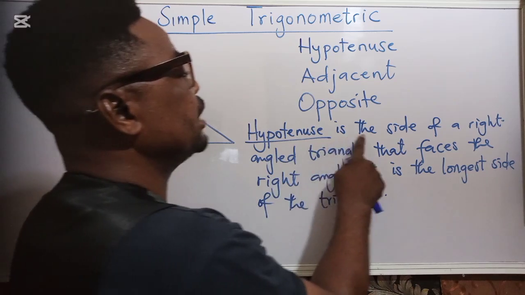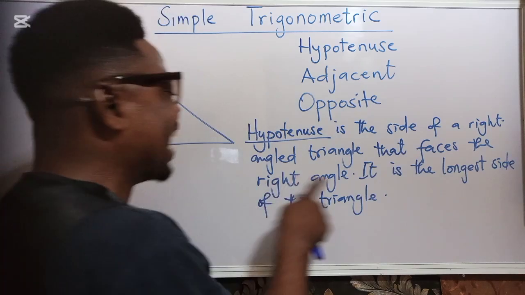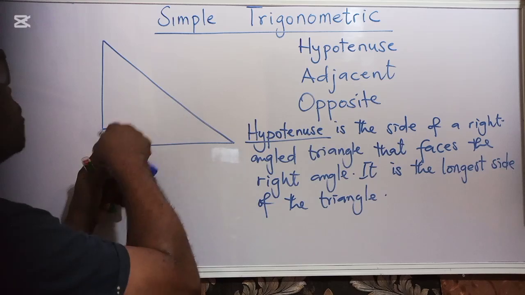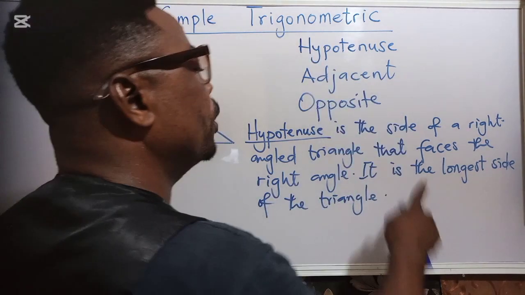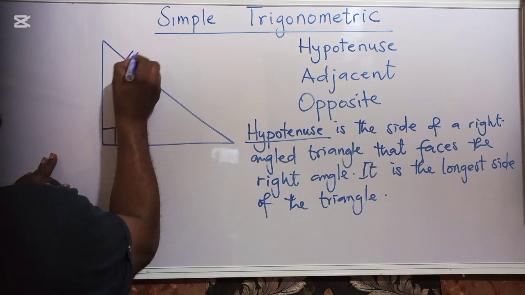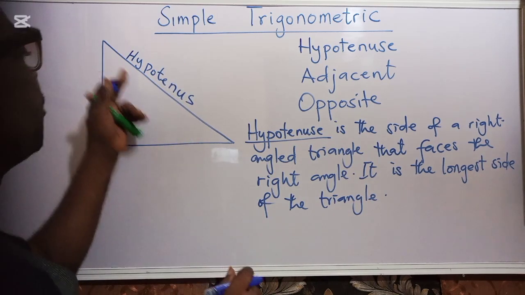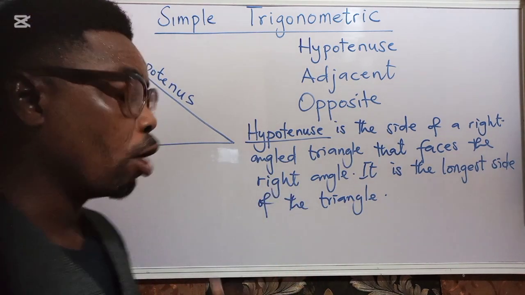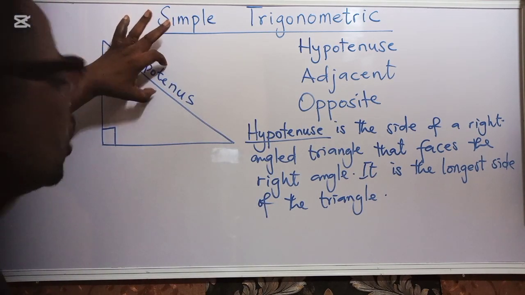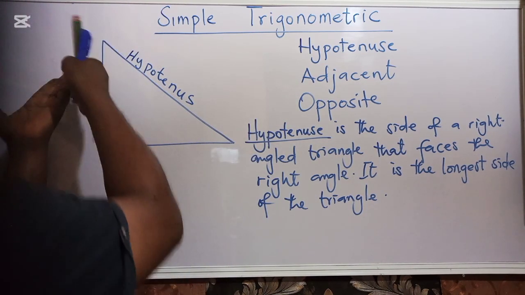Now, hypotenuse is the side of a triangle that faces the right angle. This is the right angle. The side that faces the right angle is the hypotenuse. It is always the longest side of the triangle. So anytime you see a triangle like this, this is the hypotenuse. Always is the longest side, and is the only side that has its name fixed. It maintains this position. It goes nowhere. But these other two, adjacent and opposite, they change position.